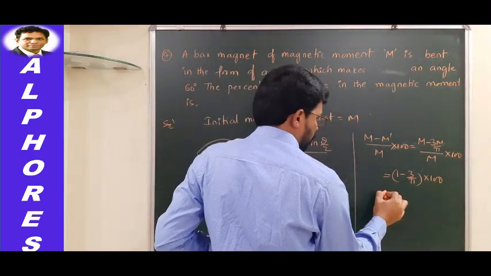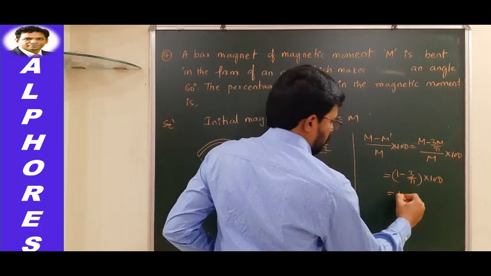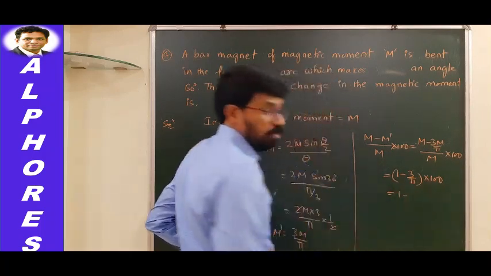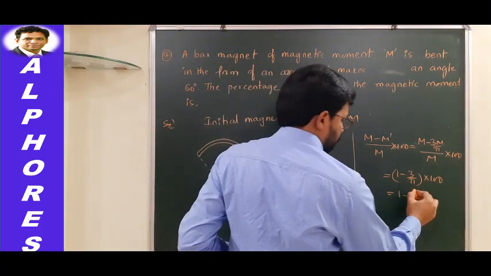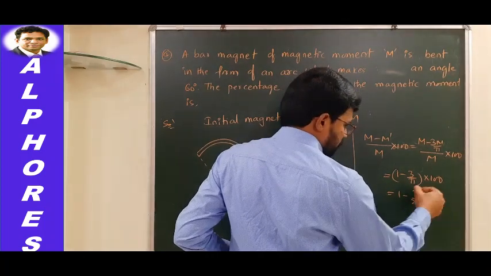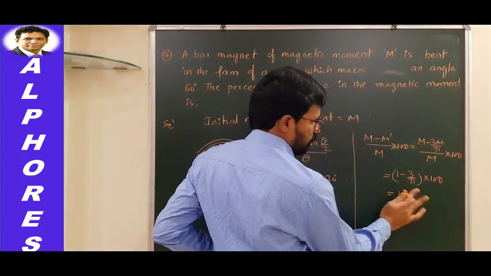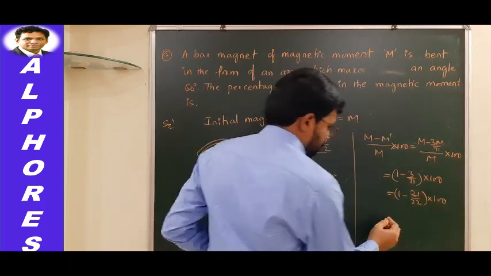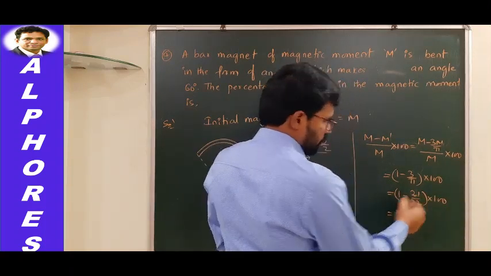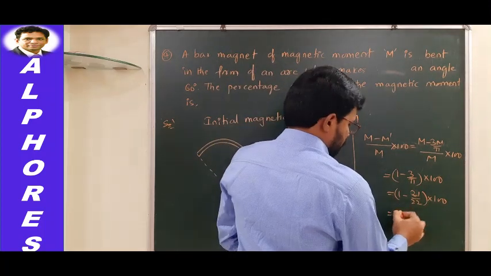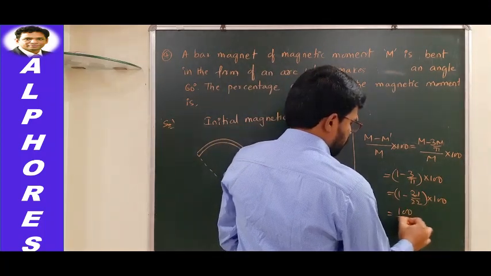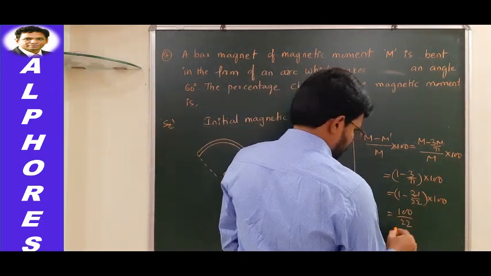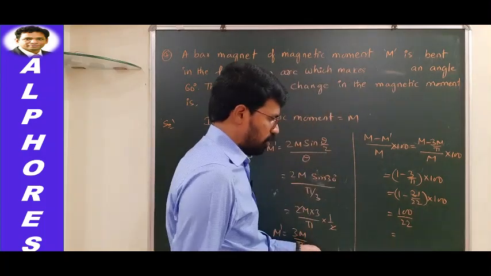Further, if it is simplified, we'll get 1 minus 3 by pi. Pi can be replaced with 22 by 7. So 3 by 22 by 7, 7 goes to the numerator, 7 3s are 21, into 100. So this is further equal to 22 minus 21, 1 by 22. So 1 by 22, or you can finally write this as 100 by 22 percentage. 100 by 22, approximately how much is that?